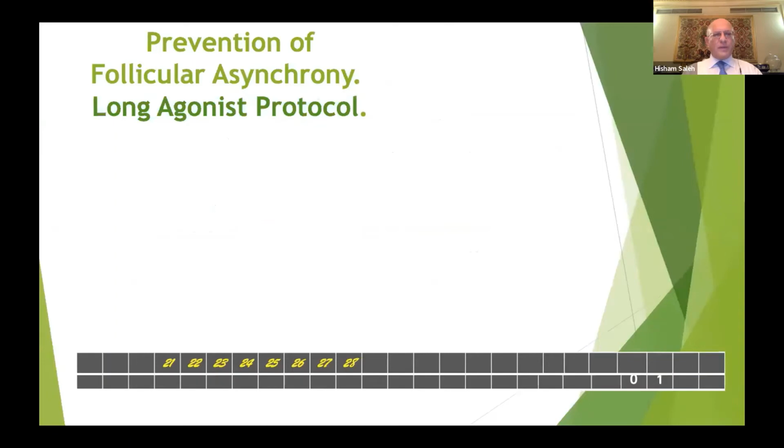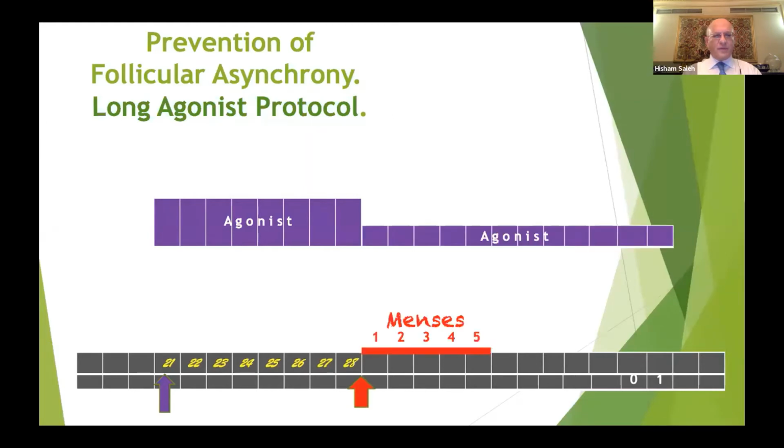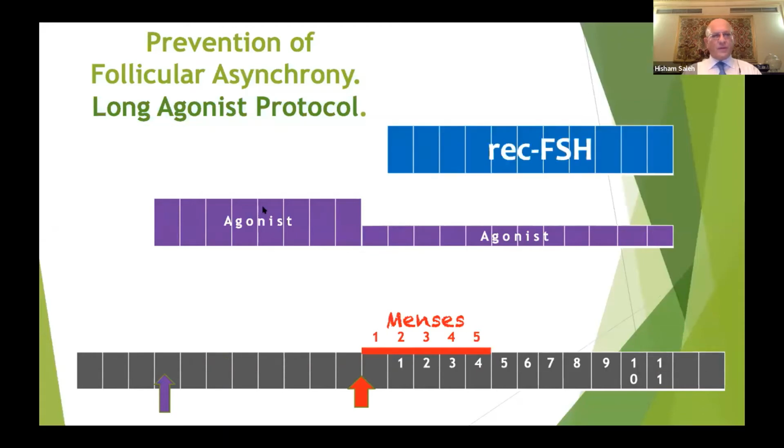As we know, in the long agonist protocol, we usually start on the 21st day of the cycle with the agonists until suppression occurs and menstruation begins. Then you halve the dose and continue the agonist, and then you start your FSH stimulation. In this period of agonist in the previous cycle, the suppression of FSH due to suppression of the pituitary will result in synchronization of the follicles, and no follicles will start to grow before the others. That's why you will have a more or less homogeneous cohort at the start of stimulation, and you will have much less asynchrony.